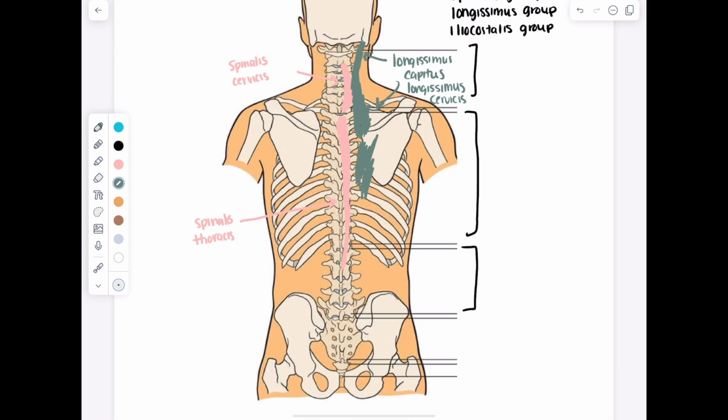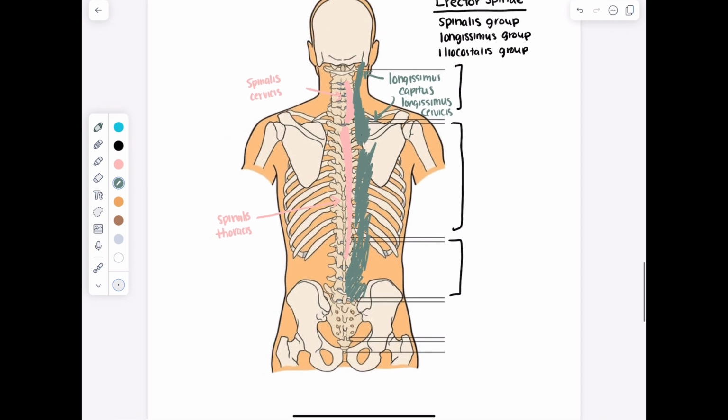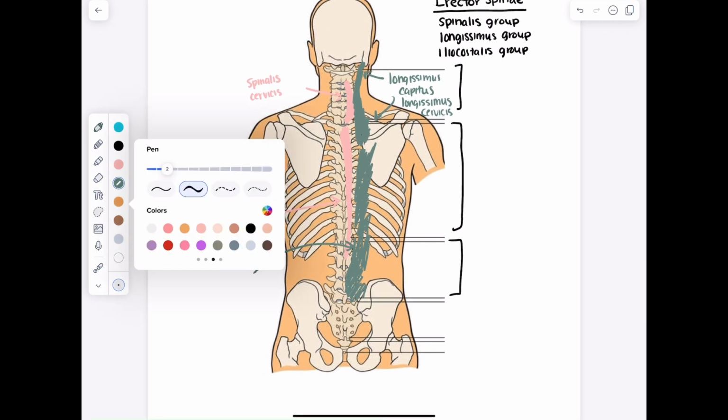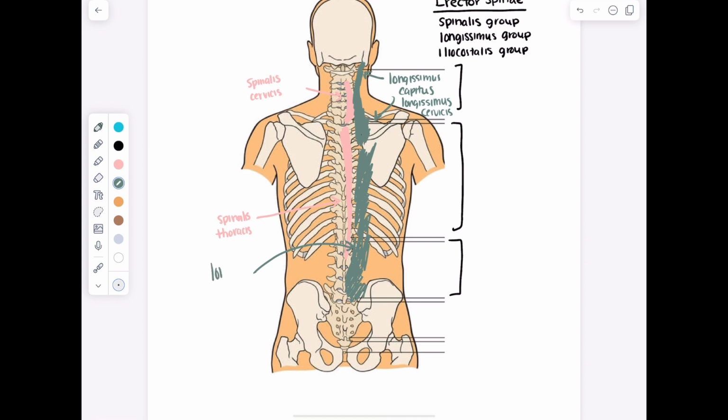longissimus thoracis. So they're kind of right in here. Kind of attach them here, and they come all the way down here. So then we have the longissimus thoracis and our longissimus lumborum. Okay, so that's kind of what we're seeing there. So you're naming them based on their region. So the lumborum ones would be there.